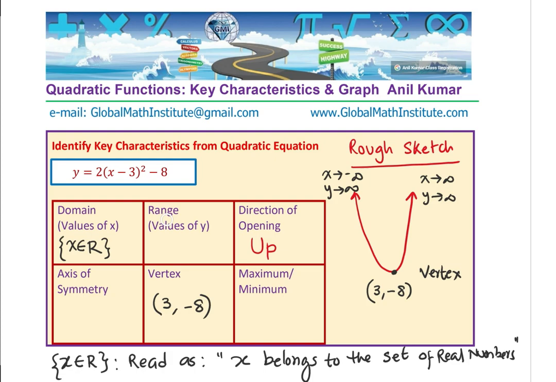Now range. Range, you can see, since it opens up and the value which you're looking at is absolute minimum. So when it opens up, we can say that we have absolute minimum value.